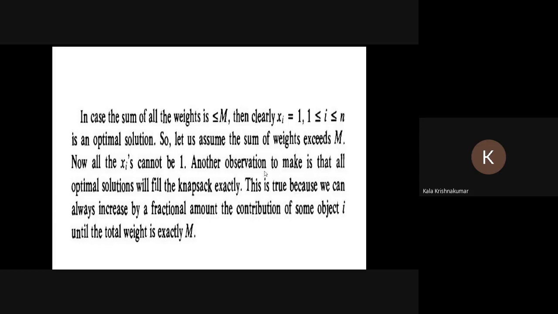Then another observation to make is that all optimal solutions will fill the knapsack exactly. This is true because we can always increase by a fractional amount the contribution of some object i until the total weight is exactly m. So we can say that there are two observations. One is that if the sum of all weights is less than or equal to m, then all of these objects can be taken and xi is equal to 1, and that is an optimal solution. And suppose the sum of all these weights exceeds m, in that case, xi cannot be 1.